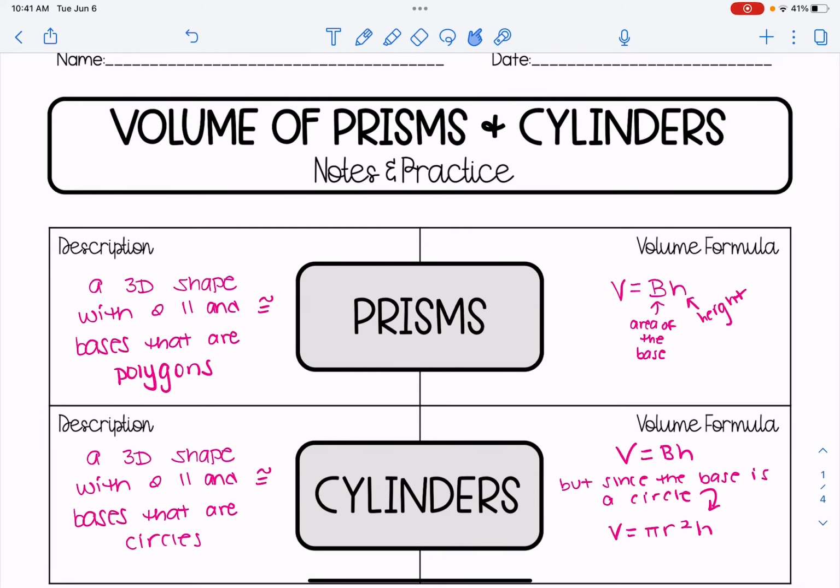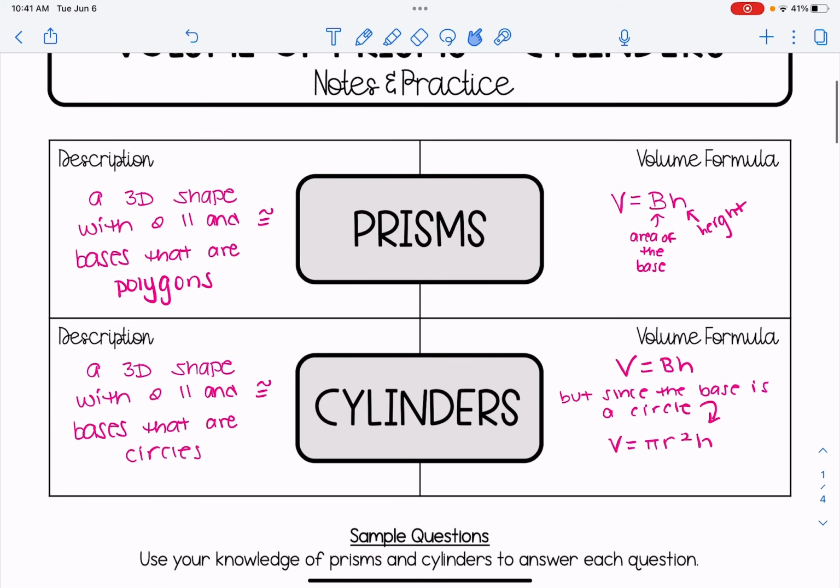Hi everyone, in this video we're going to be learning how to calculate the volume of prisms and cylinders. So first let's talk about what a prism is versus a cylinder. A prism is a 3D shape with two parallel and congruent bases, and those bases are polygons. A cylinder is also a 3D shape with two parallel and congruent bases. However, these bases are circular.